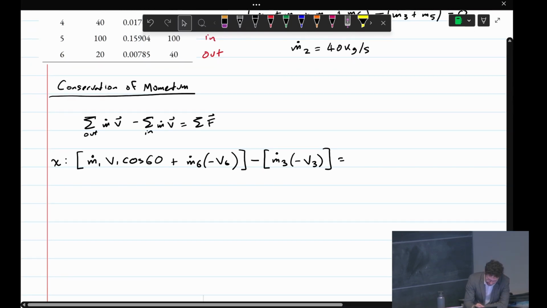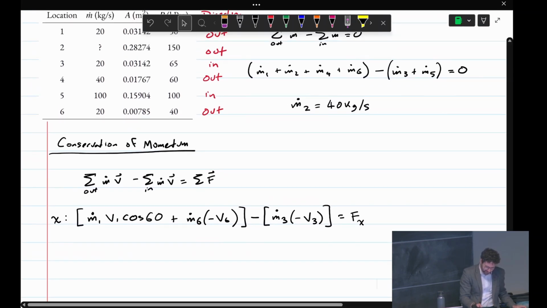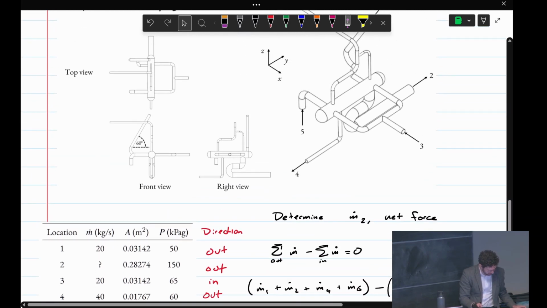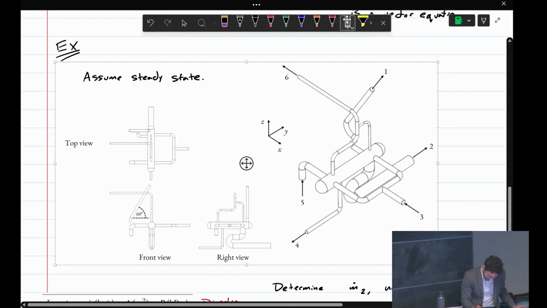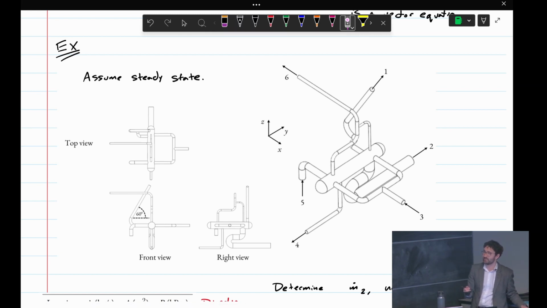Now, the forces in the x direction will be Fx, that's kind of our piping force. And we're going to have 3 pressure forces. So we have 1, 3, and 6. So we'll have a pressure force corresponding to each of those. So at 1, what direction does the x direction pressure force point? Is it positive or negative? It's opposite of the direction of the flow. Exactly. You can think of it that way.